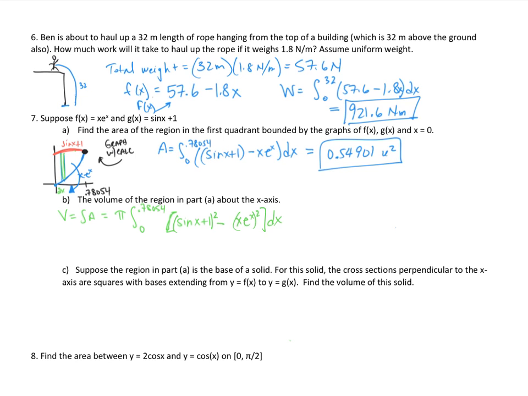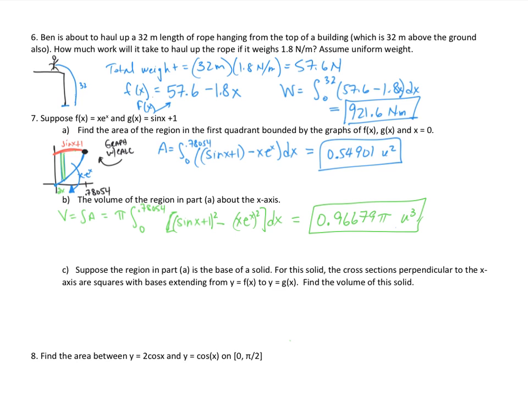Now this might be a challenge putting it into your calculators. If you have the new TI software, it's a lot easier. If you have the older one, be careful. Make sure you use enough parentheses so that you don't leave anything out of this. And we use our calculators, we integrate this, the volume ends up being 0.96679 pi cubic units.